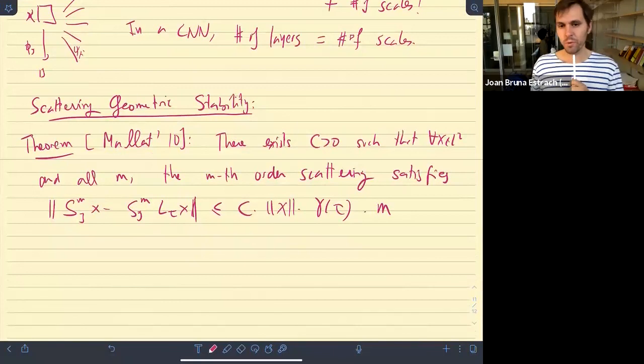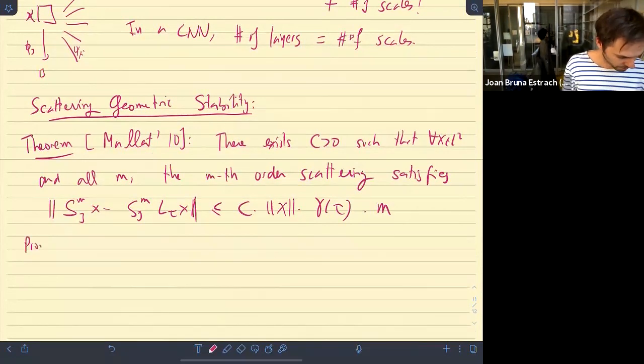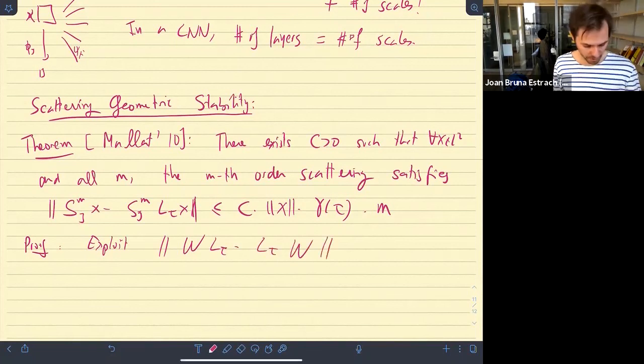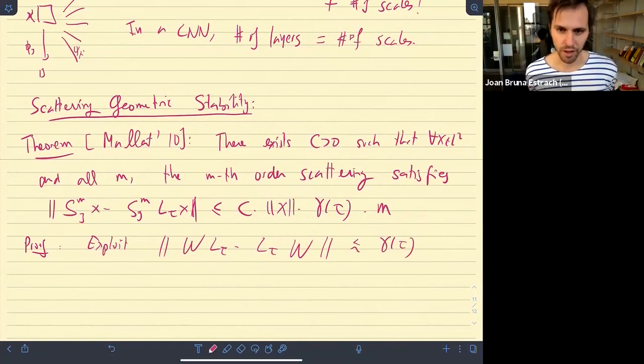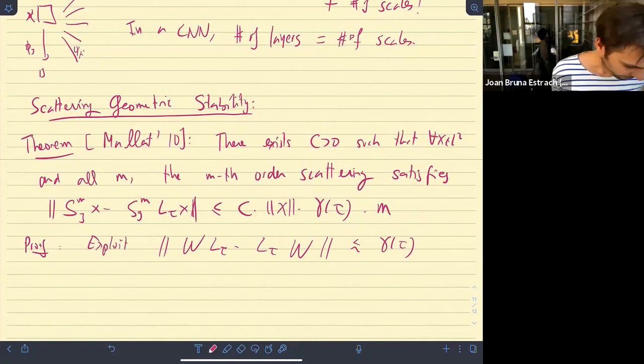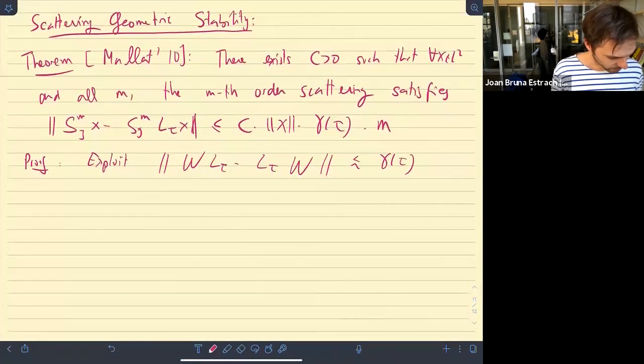This is really no surprise from what we have been building up. The proof architecture exploits the fact that the wavelet decomposition nearly commutes with deformations. You compose it the way I tried to explain before, and you get the result.